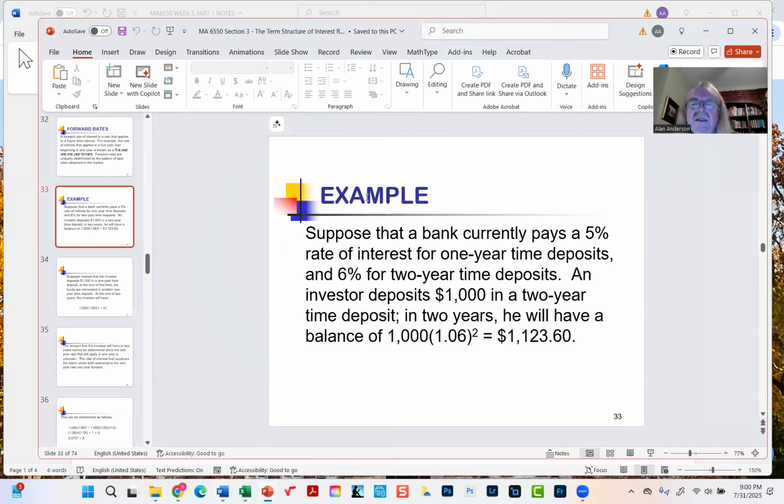We have a bank that pays a 5% rate of interest for 1 year time deposits and 6% for 2 years. Okay, so think of them as CDs. A CD is a certificate of deposit. It lasts for a specific length of time. And in exchange for leaving your money there for a fixed length of time, you get a higher rate of interest than you would with a traditional savings account. So here, the bank is saying, right, if you leave your money here for 1 year, guaranteed, we'll give you 5%. If you can leave it here for 2 years, guaranteed, we can give you 6%.